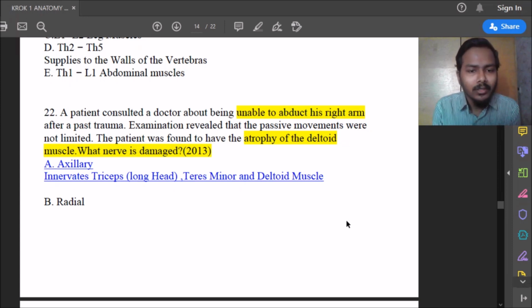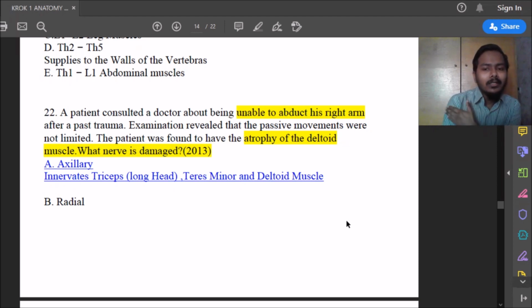A patient consulted a doctor about being unable to abduct his right arm after a trauma. Examination revealed passive movements were not limited. The patient was found to have atrophy of the deltoid muscle. What nerve is damaged? Atrophy means shrinking of the deltoid muscle.